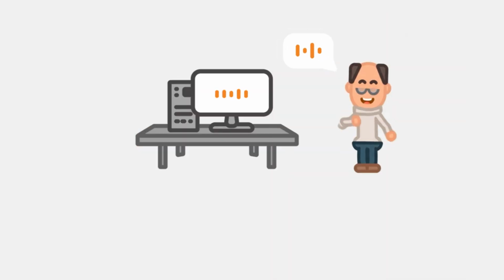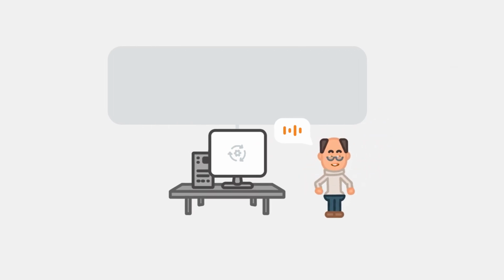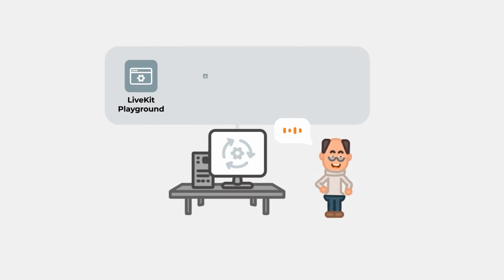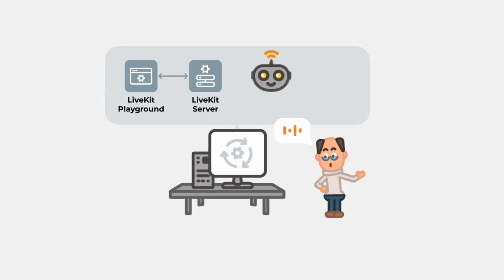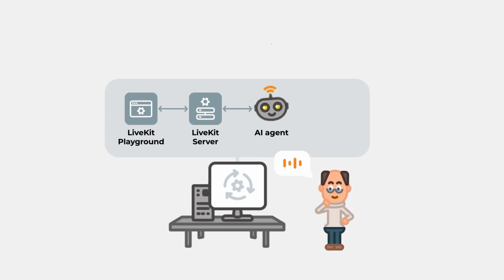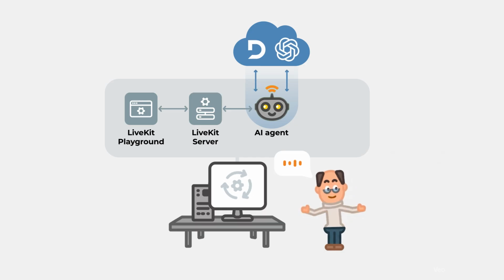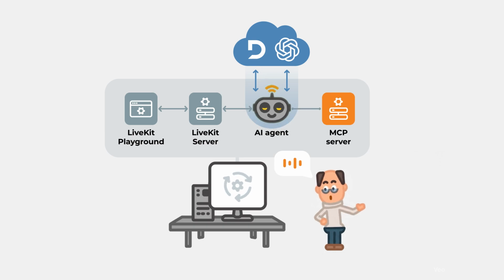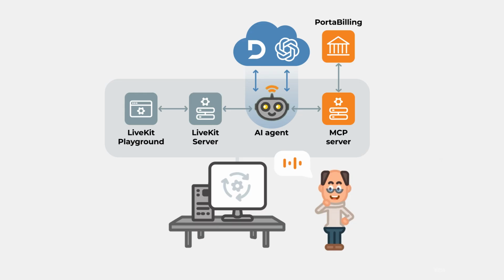As you can see, the flow is straightforward. You connect to the LiveKit room through the Playground user interface in your browser. You connect the AI agent to the same room. When you speak, DeepGram converts your speech to text. OpenAI processes your request and decides what to do. If the AI agent needs data or wants to perform an action, it calls the MCP server. The MCP server translates that into a PortaBilling API call. PortaBilling responds with data or confirms the action. OpenAI generates a response, DeepGram converts it to speech, and you hear it in the room. Alright, let's see this in action.